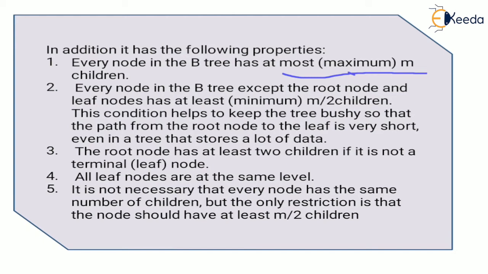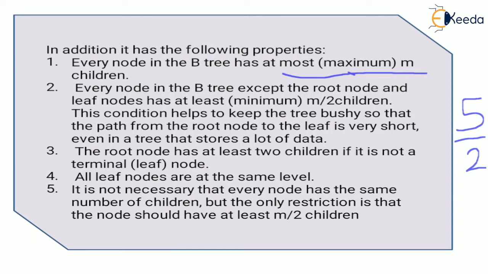Every node in a B tree except the root node and leaf nodes has at least a minimum of m by 2 children. So, excepting the root node and the leaf node, which nodes are in between? Internal nodes. So an internal node has m by 2 children. M by 2 means if your tree is of order 5, then 5 by 2 is 2.5. So we take the ceiling value, that is, the upper value of 2.5 is 3. So a B tree of order 5 has at least 3 children for the internal nodes of a B tree.